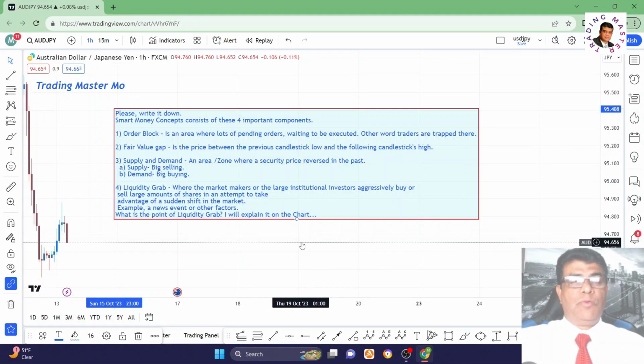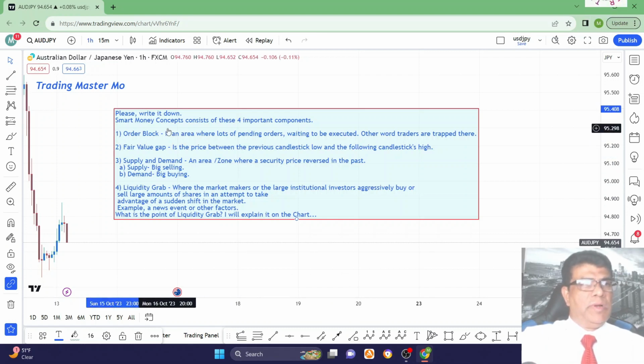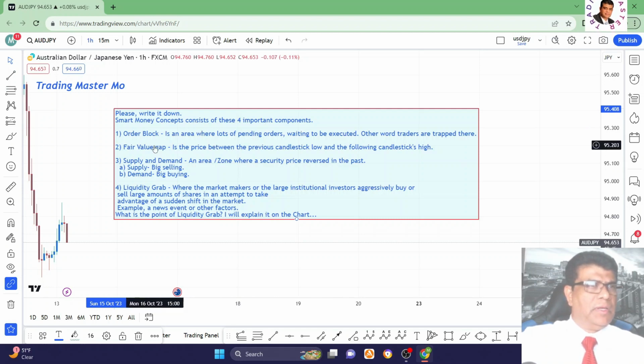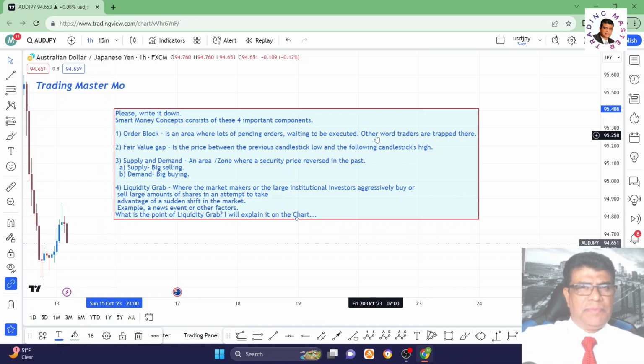So before I go over to the chart, please have a piece of paper and write down this information. This is very important. Smart money concept consists of these four important components. Okay? Order block is an area where lots of pending orders are waiting to be executed. In other words, traders are basically trapped there.